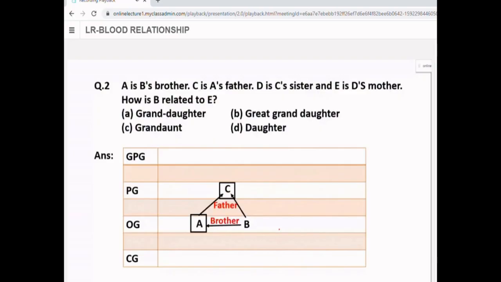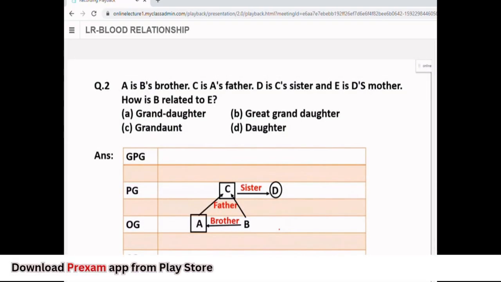Next, D is C's sister. D is sister of C. So in that PG line, C is what? Father. So in the father's line, a sister. So D basically becomes aunt of A and B. Father's sister is aunt. Okay. D is C's sister, and because of "and", I've stopped there.